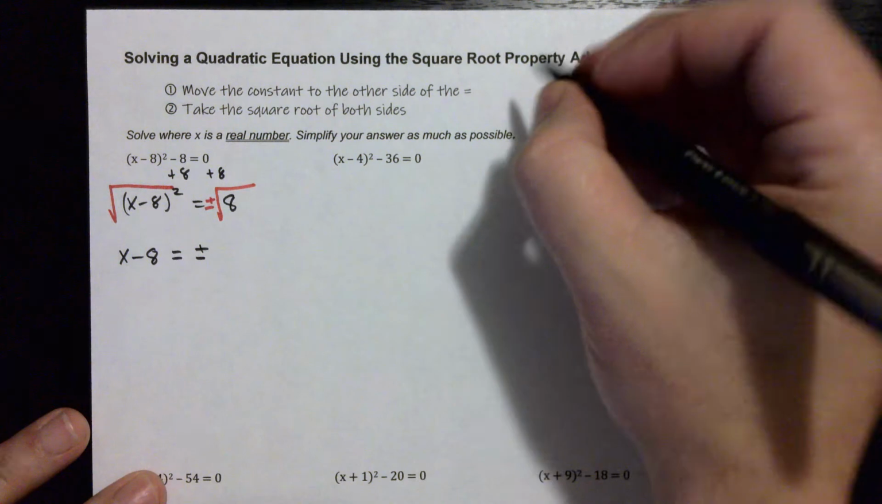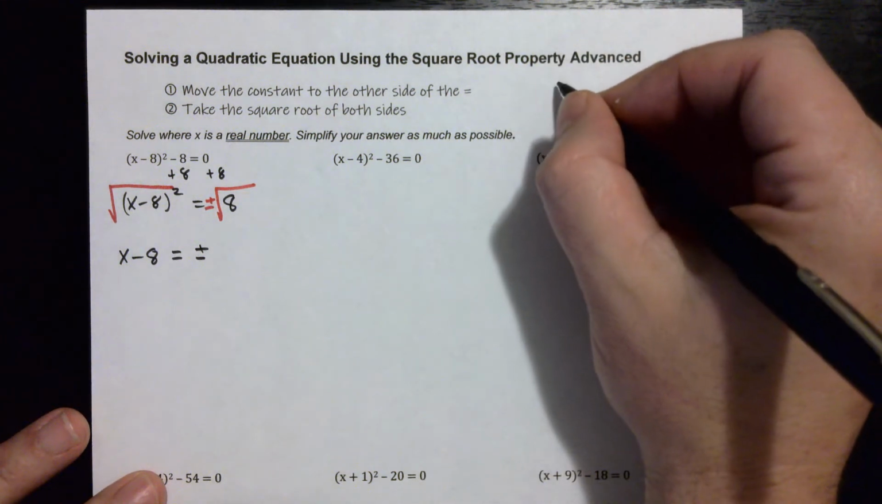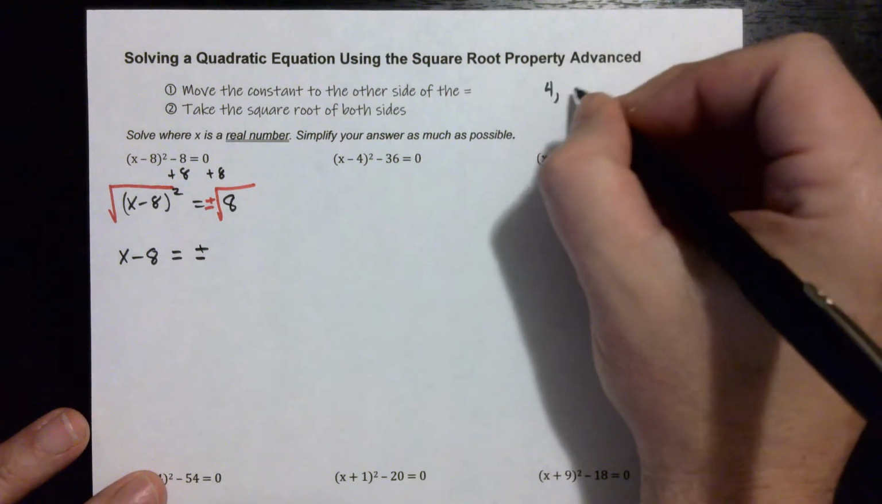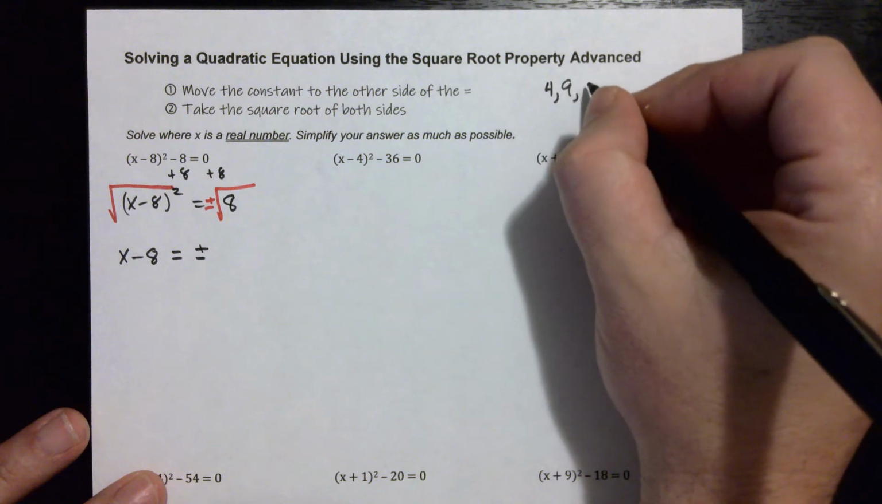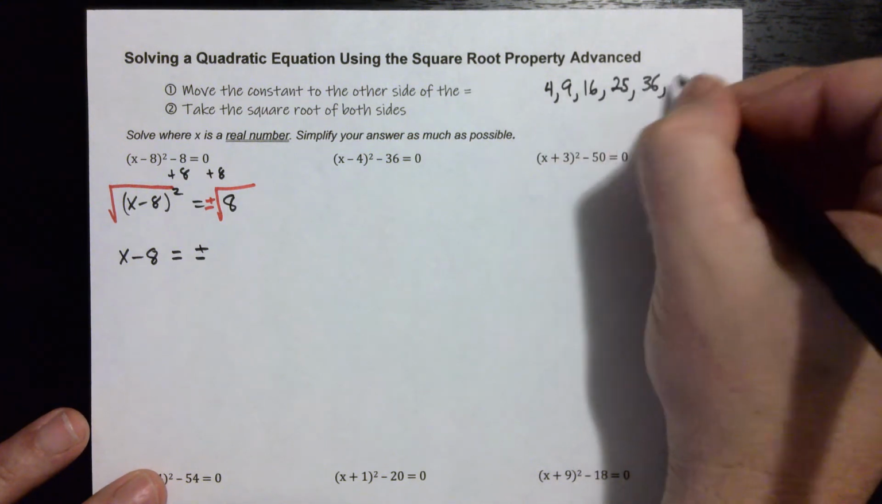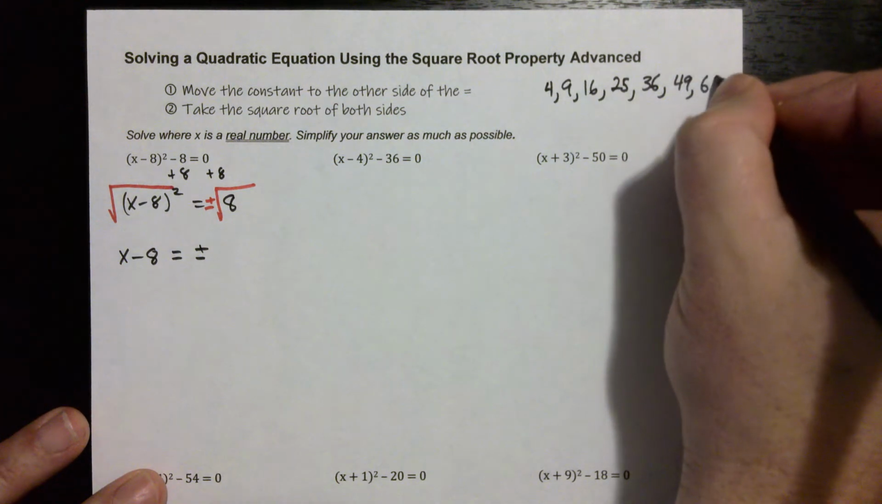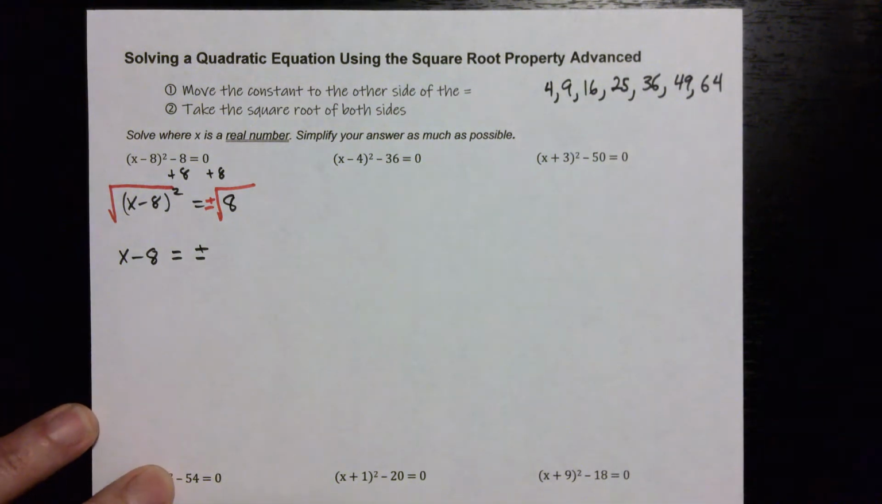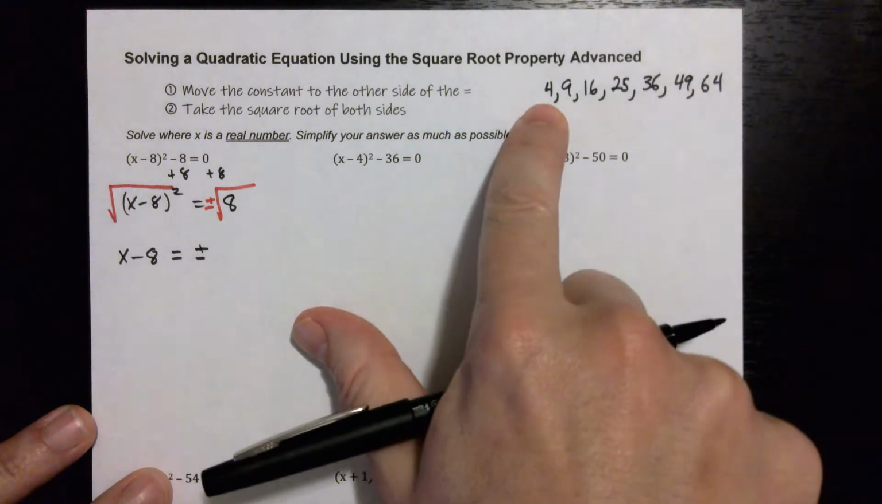Here are my square numbers. So I have 2 squared, which is 4, 3 squared is 9, 4 squared is 16, 5 squared is 25, 6 squared is 36, 7 squared is 49, 8 squared is 64. That should be plenty. Okay, so the only one that goes into those is the 4.